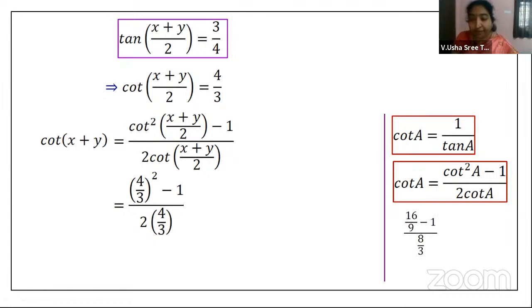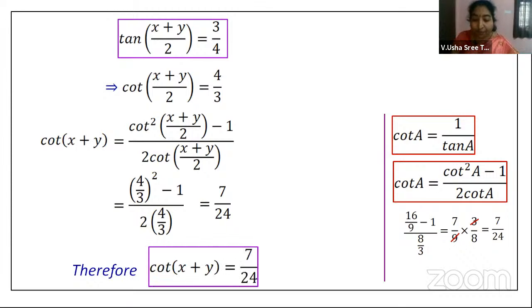Then if you simplify, it is 16 by 9 minus 1 by (8 by 3), which is, when you take the numerator LCM and then simplify, you will have it as 7 by 9. And of course, the denominator will be taken as the reciprocal, that is 3 by 8. Now just cancel the terms possible. You will be getting it as 7 by 24. Therefore, cot of x plus y is equal to 7 by 24.